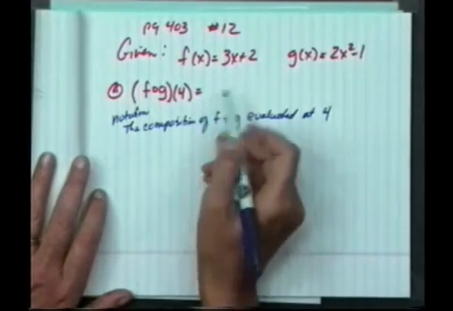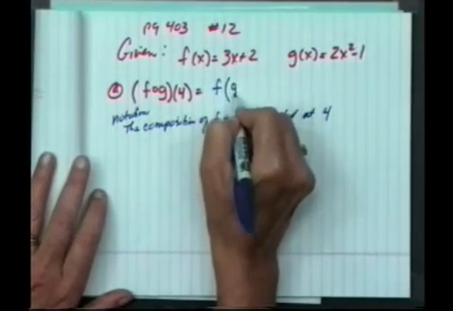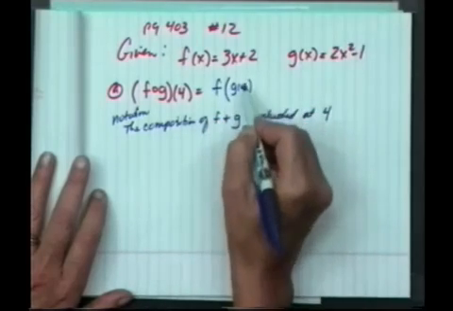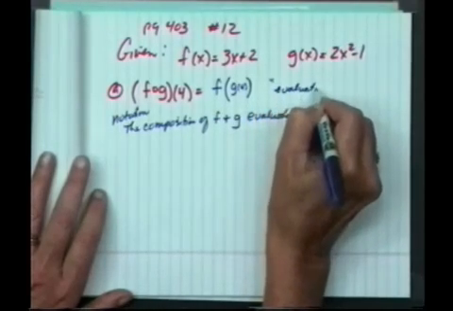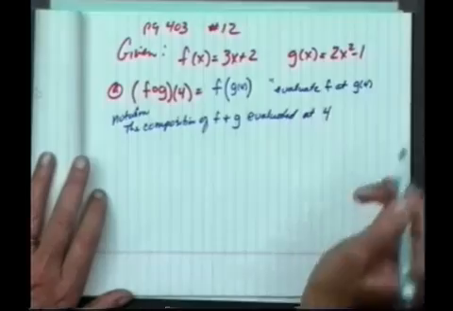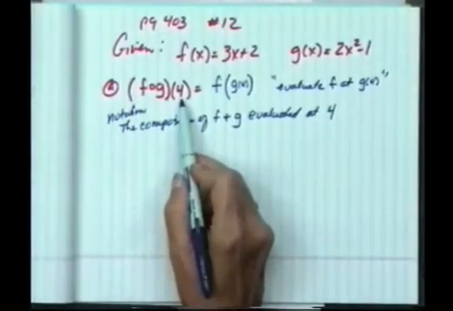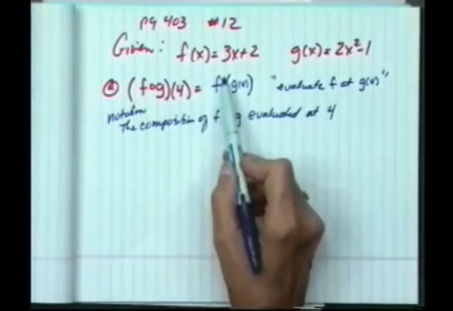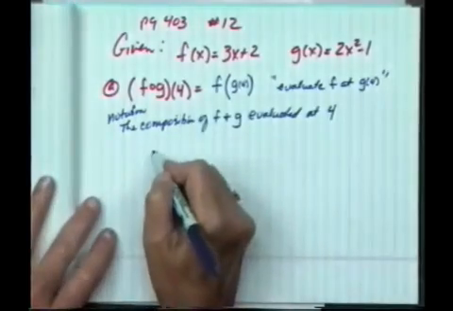And what this means is you're evaluating f at g of 4. Okay? We got the words? This little round circle means composition. The composition of f and g evaluated at 4. It really means let's evaluate f at g of 4. All right, so let's just come below, and I bet you got it.